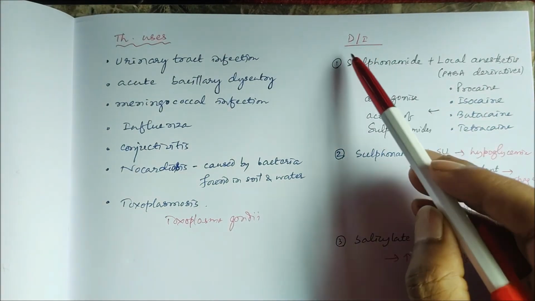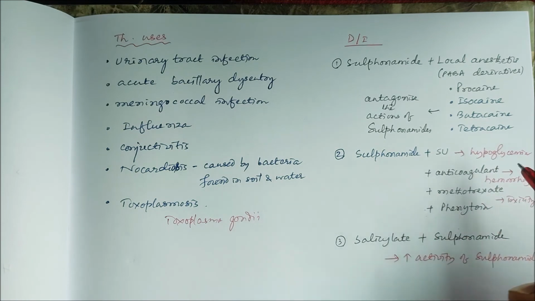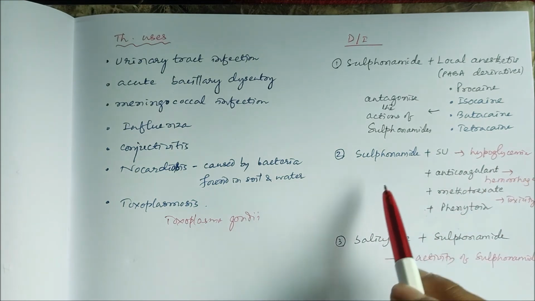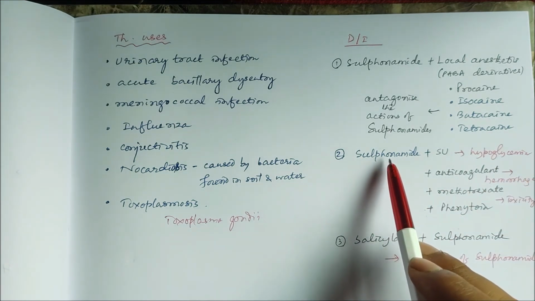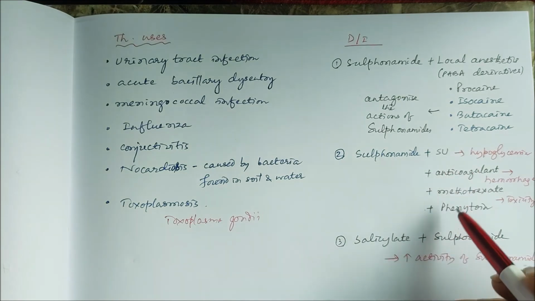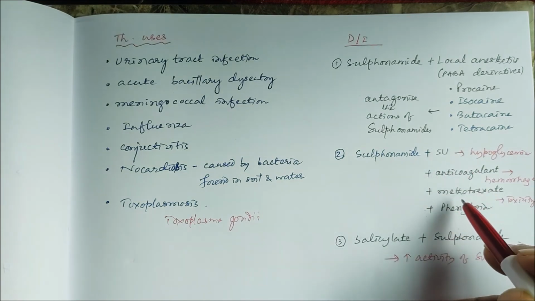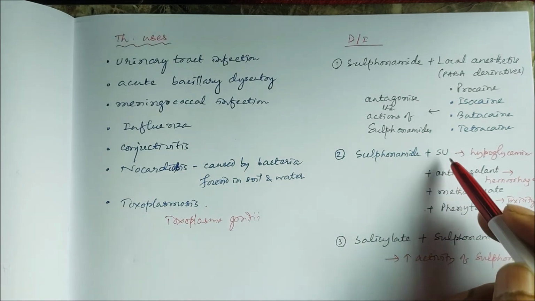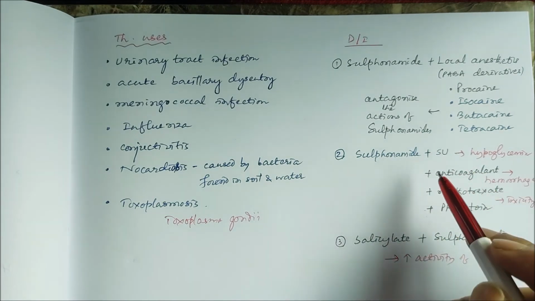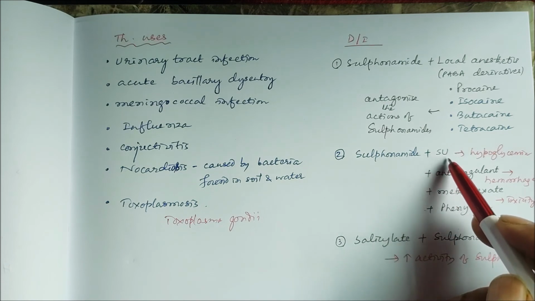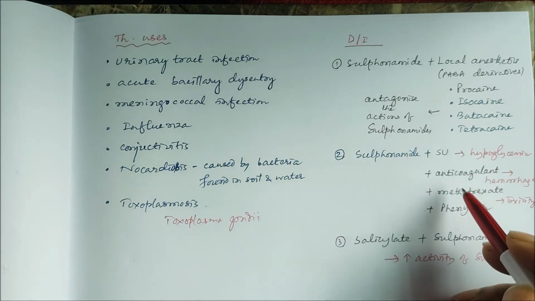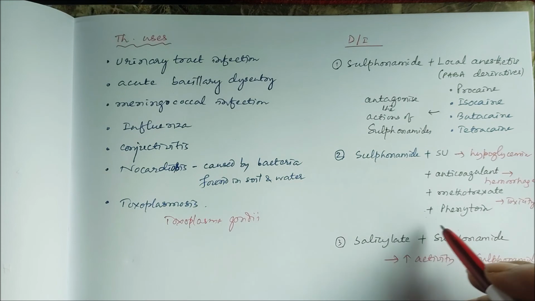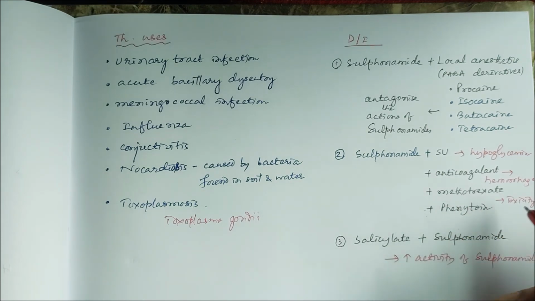And if you see the drug interactions, because of the protein binding affinity, sulfonamides have high affinity compared with drugs like sulfonylurea, anticoagulants, methotrexate and phenytoin. So sulfonamides will bind and displace these drugs. Free drug concentration of these drugs will increase. With sulfonylurea, they will produce hypoglycemia. With anticoagulants, there will be hemorrhage. With methotrexate and phenytoin, because of narrow therapeutic index, they will produce toxicity.